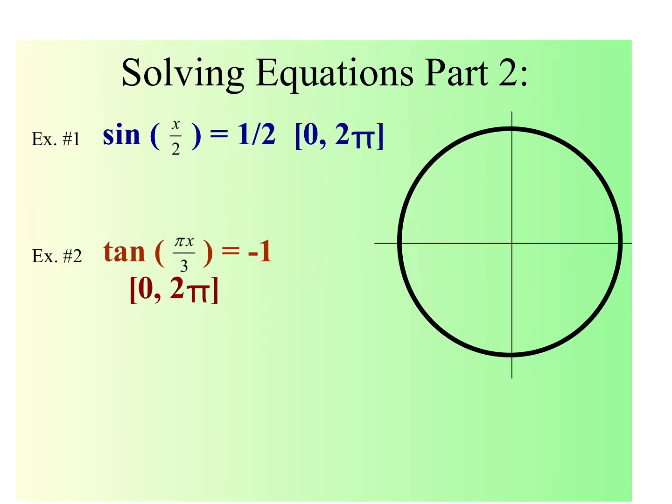What's the first thing you would do to make this a lot easier? What do you think we would do first on this? Example 1. Yes. I'm going to let u equal x over 2. And then I'm just going to put a u right here. And then that seems like a pretty easy circle trig question.